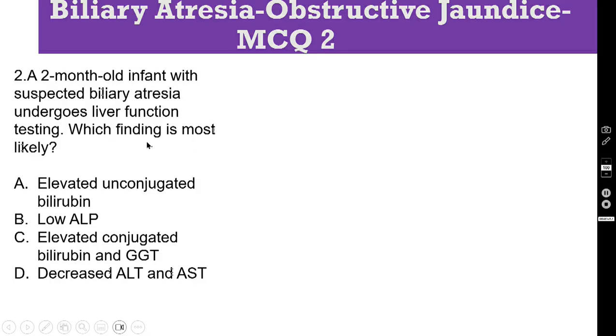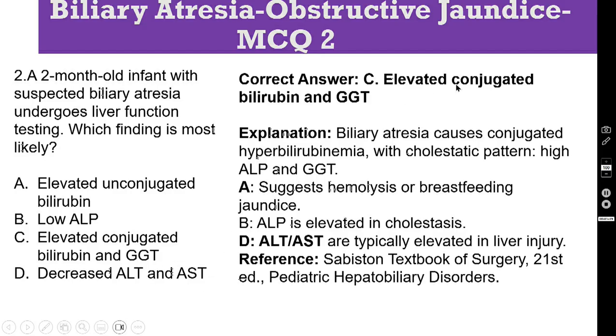Which finding is most likely? A. Elevated unconjugated bilirubin. B. Low alkaline phosphatase. C. Elevated conjugated bilirubin and GGT. D. Decreased ALT and AST. Of course, the correct answer is C. Elevated conjugated bilirubin along with gamma glutamyl transferase or GGT.